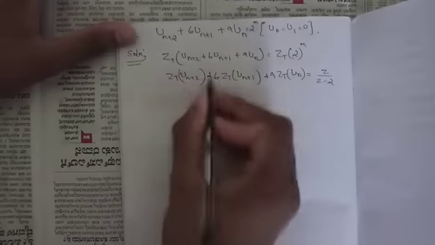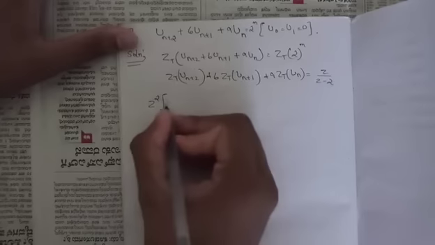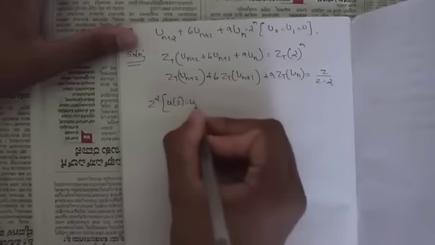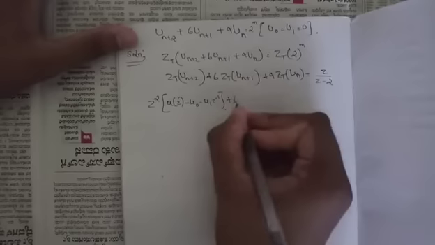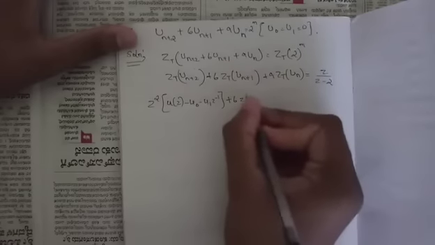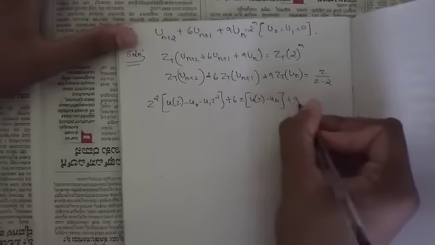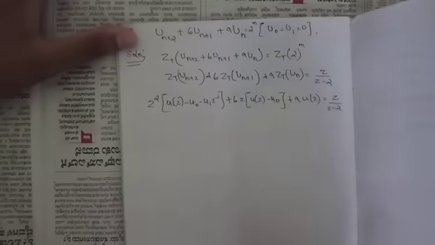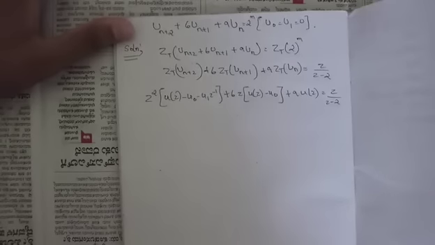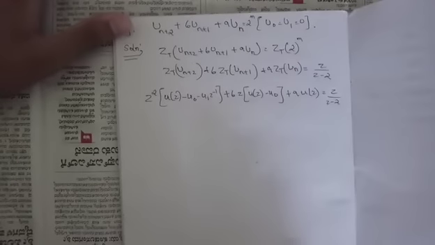So now apply the Z transform of this, that is Z square into U of Z minus U naught minus U1 Z inverse, plus 6 into the Z transform of U of n plus 1, that is Z into U of Z minus U naught, plus 9 into the Z transform of U of n, which is U of Z, equal to Z by Z minus 2. Okay, so we know that the given condition is U naught equal to U1 equal to 0. So the value of both U naught and U1 are 0.